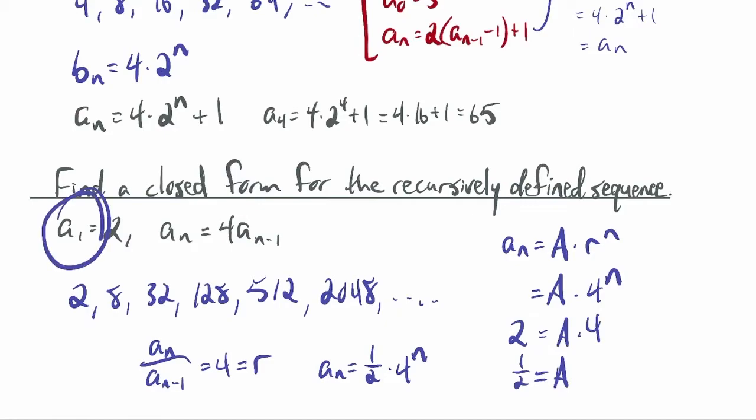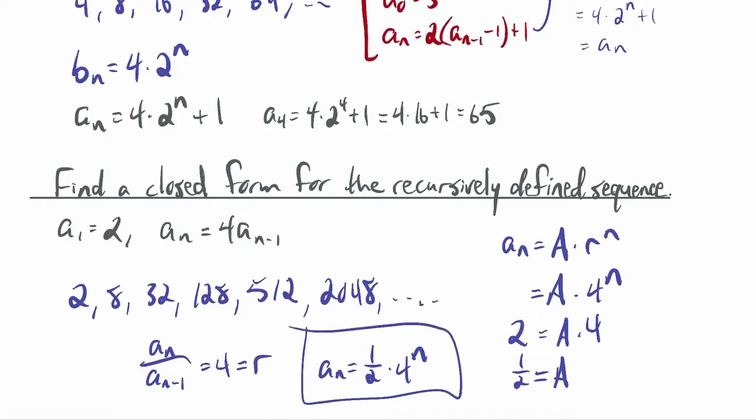That's because I have to pay attention to where my sequence starts. Am I starting with n equals 0, n equals 1, n equals 2? It just depends, so we have to look out for that. Anyway, this is the result there.